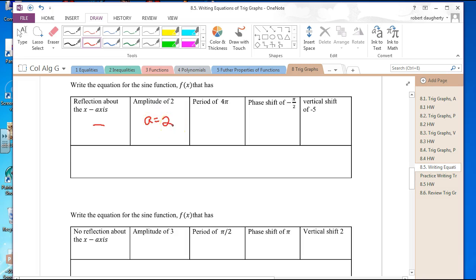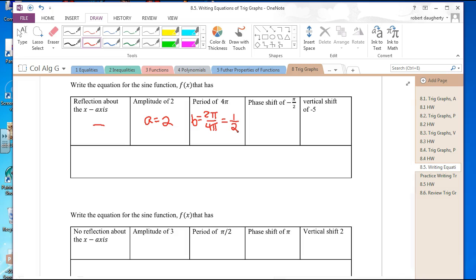Period of 4 pi, that helps me solve for what? B. B is going to be what? Yeah, it's going to be 2 pi divided by 4 pi, but not 1/2 pi, it's just going to be 1/2, okay?